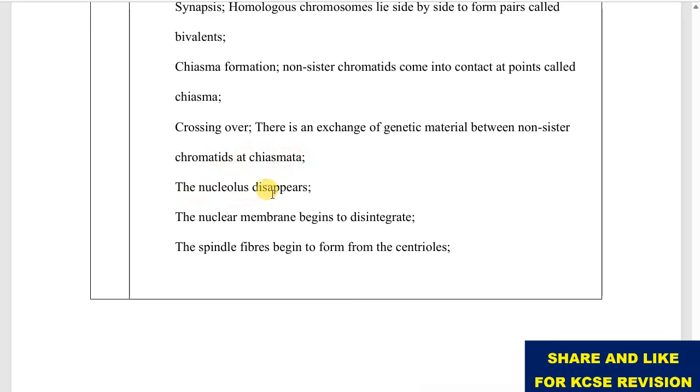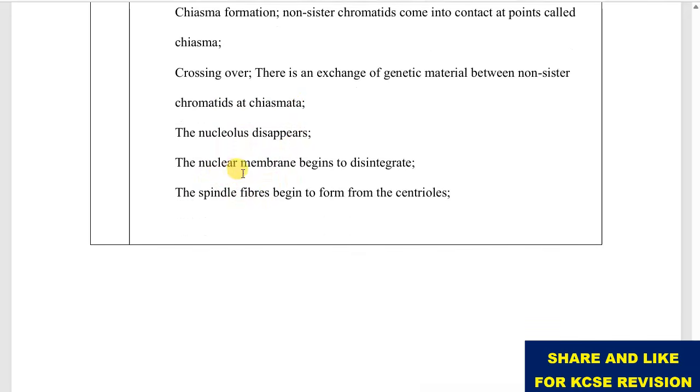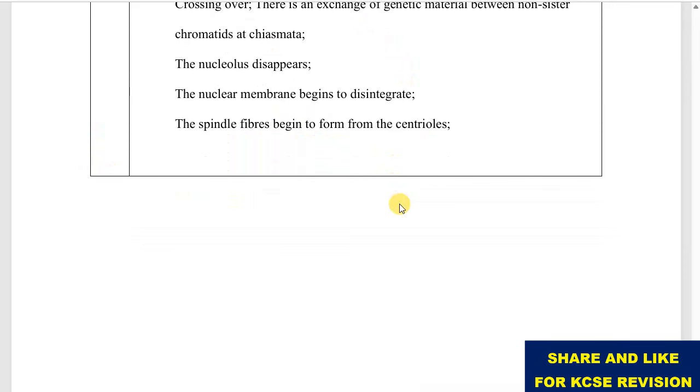The nucleolus disappears. The nuclear membrane begins to disintegrate. The spindle fibers begin to form from the centrioles.